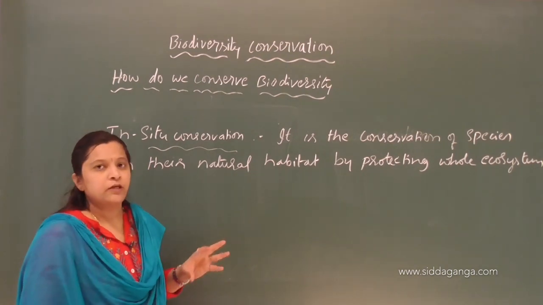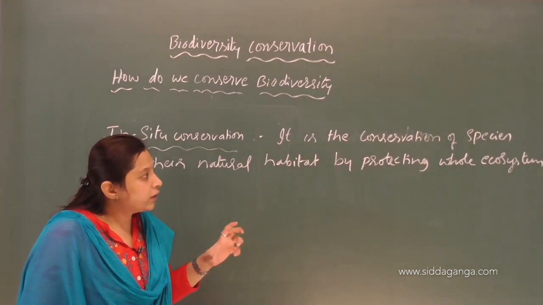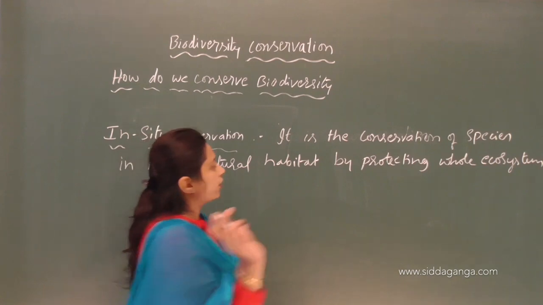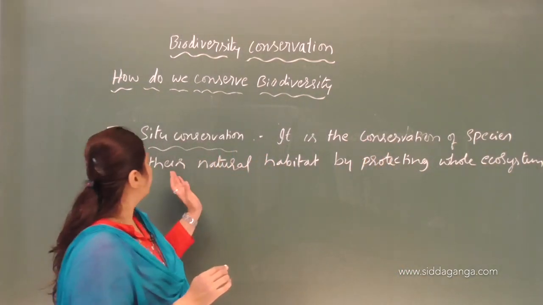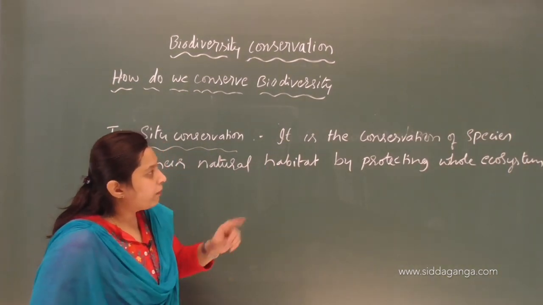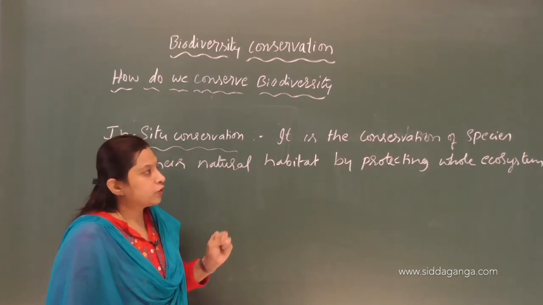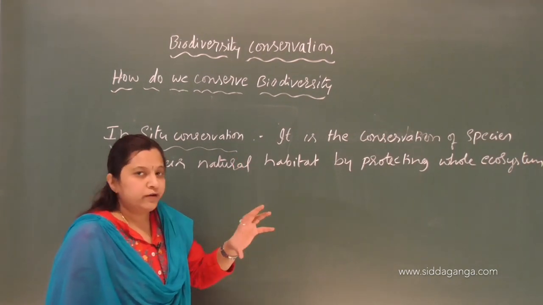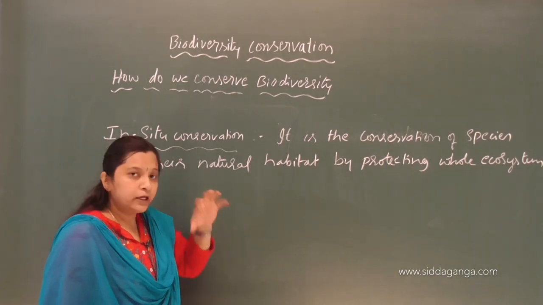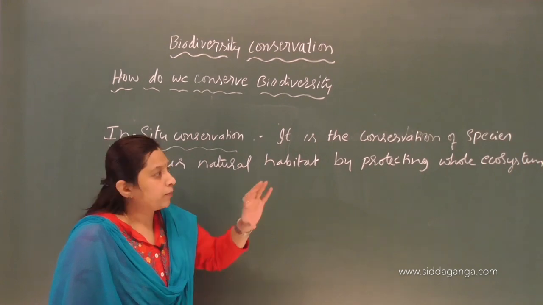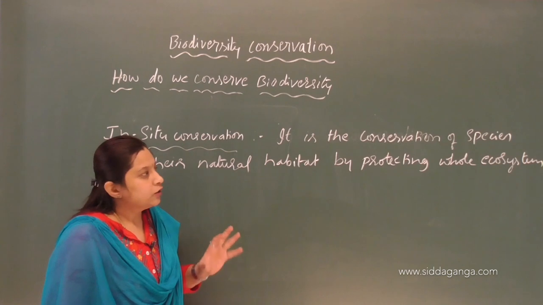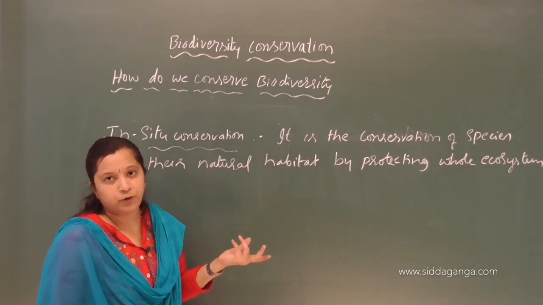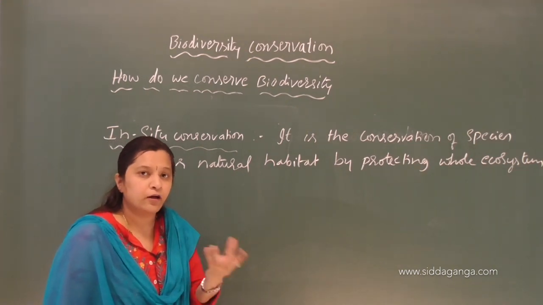Here in in situ conservation, the emphasis is mainly given to the protection of the whole ecosystem. Here you can also write protection: it is the protection or the conservation of species in their natural habitat by protecting the whole ecosystem. If we want to save a particular plant or animal species, we are saving the entire ecosystem. When the entire ecosystem is protected, biodiversity is protected at all levels: the genetic level, the species level, and also the ecological level.